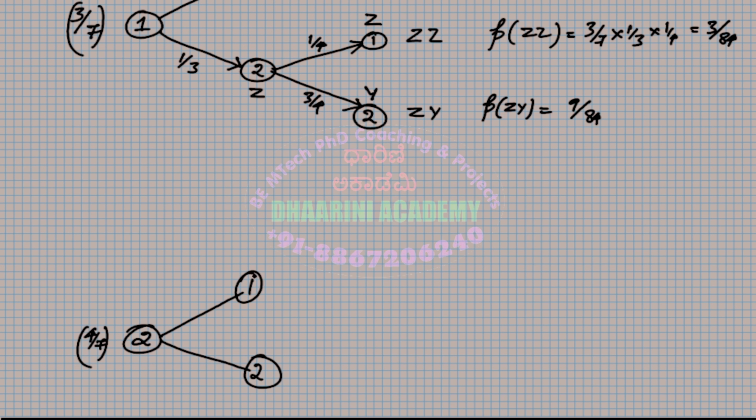2 to 2, right? So when you are in state 2 and you move to state 2, you get Y as your symbol. And what is the probability of moving 2 to 2? It is 3 by 4. You are in 2, you get a chance to move to state 1 with 1 by 4. So when you move like that, the symbol you obtain is Z.